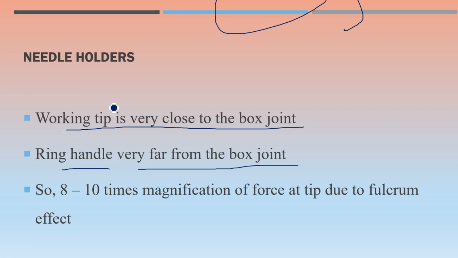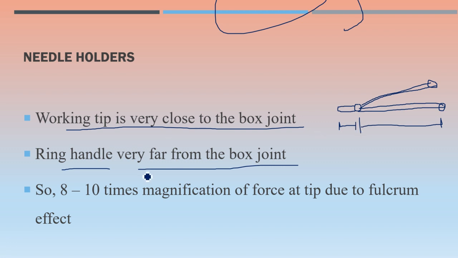And the important thing here, you can see, suppose there is a joint and the working tip is only this much, but the ring handles are located far away, right? Far away, like this. So just to summarize, the distance between this place and this place is always more as compared to the distance between these two points.